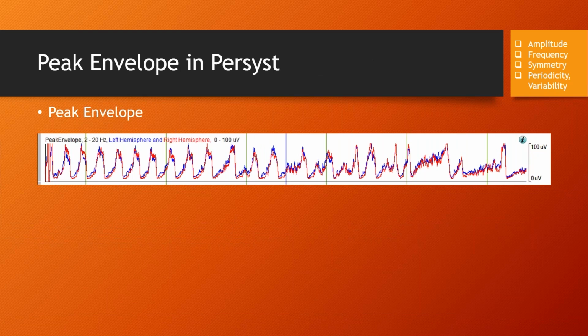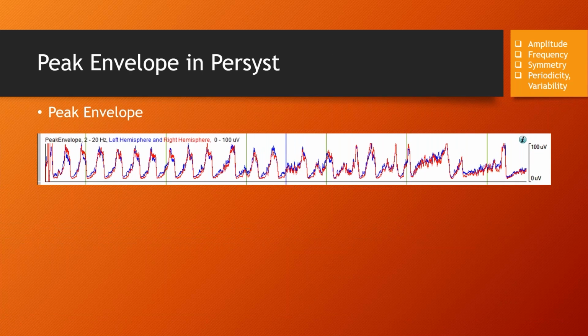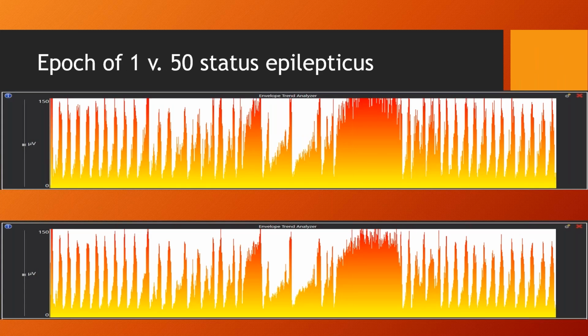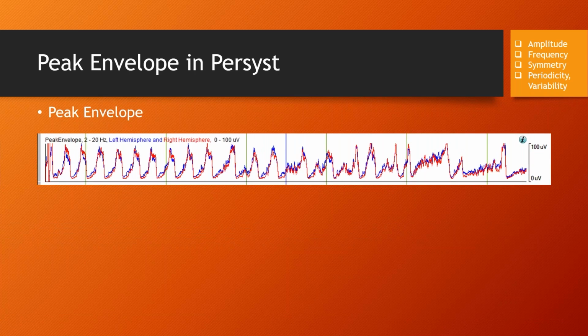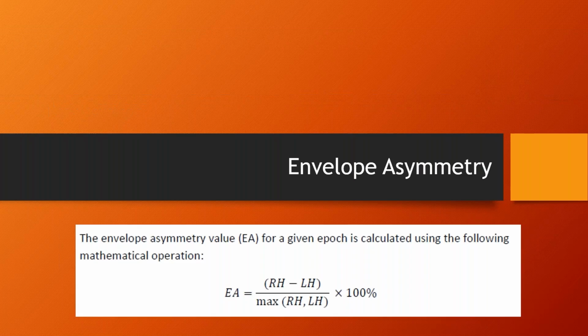I just want to show the peak envelope in persist. Same sort of thing as I mentioned. This is actually the same data, and the difference is that persist does a line graph instead of the bar graph, and overlaps the two on top of each other. So again, amplitude, symmetry, periodicity are the things we're looking at here. We do not see frequency.